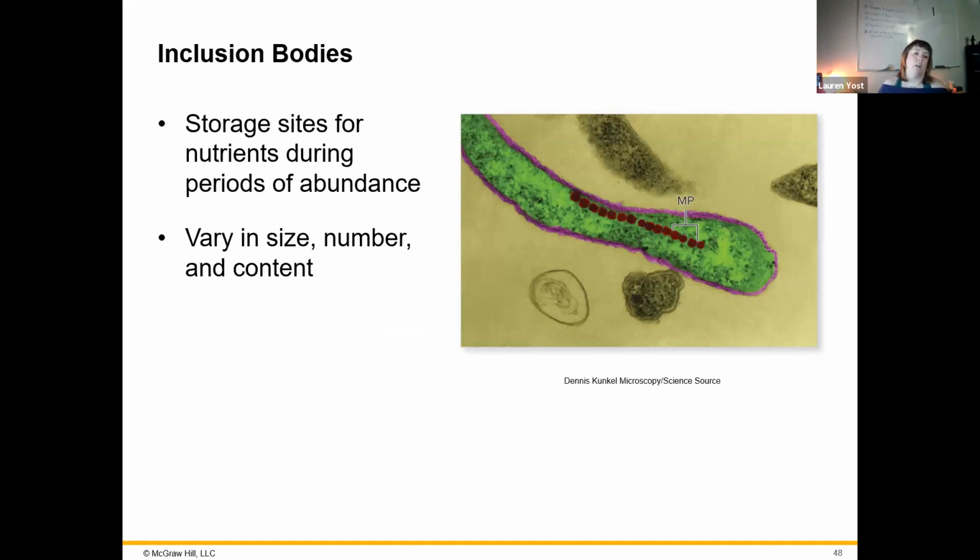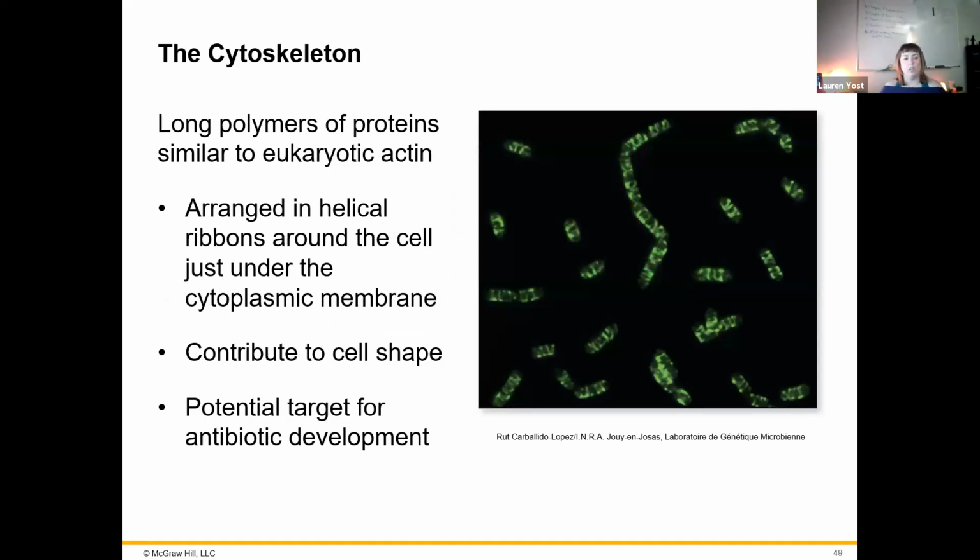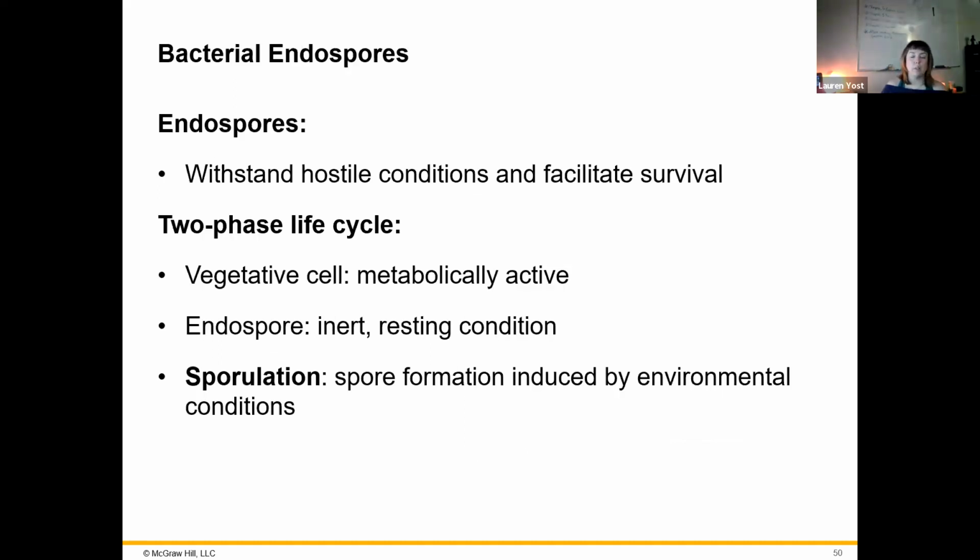Okay, inclusion bodies. These are just sites where we're going to be storing things. Cytoskeleton. This is the internal structure of the cell. So this is how we're moving things along inside of the cell as well, to give shape and allow for movement within the cell of certain molecules. And if we can target this with certain antibiotics, maybe break down the ability of the cell to maintain its structure and ability to move things within.